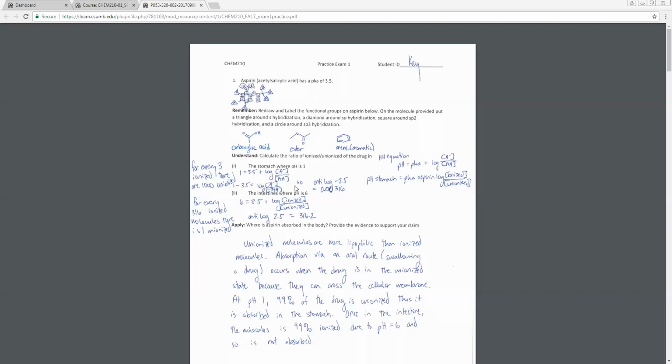So in the stomach, I have more HA. In the intestines, I have more A minus. And because unionized molecules, or HA, are lipophilic, that means their absorption will occur more in the stomach, because it's the unionized molecule that can cross the cellular membrane. So a good way to think about that is at pH 1, most of our drug is unionized, so it can be absorbed in the stomach. Once it's in the intestine, it becomes ionized, and now it can no longer be absorbed.